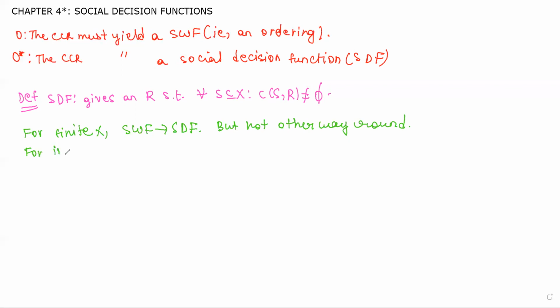For infinite X, no such relation exists. In the case of finite X, an SDF is clearly weaker than an SWF because it is a larger set of collective choice rules. For an infinite X, there's no such relation, so it's a completely different condition rather than being a weaker condition. So this essentially gives us a result which we have been waiting for, which is why we did this weakening.